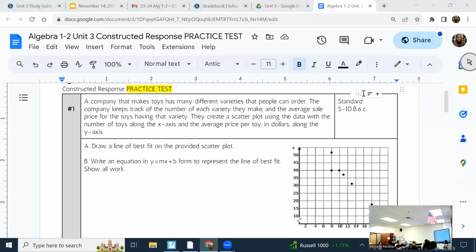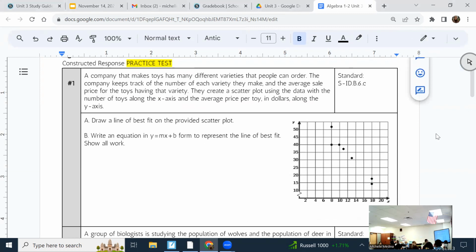A company that makes toys has many different varieties that people can order. The company keeps track, and so on. Let's skim this. They create a scatter plot using the data with the number of toys along the x-axis and the average price per toy in dollars along the y-axis. First, you need to draw a line of best fit on the provided scatter plot.